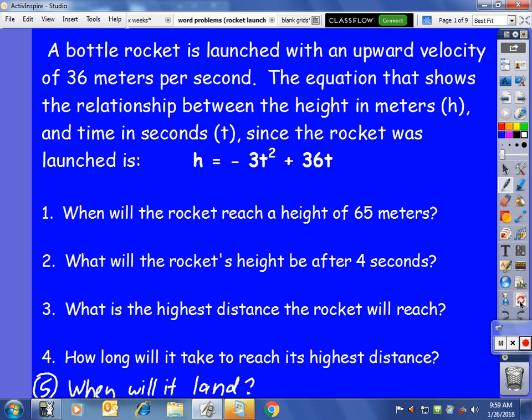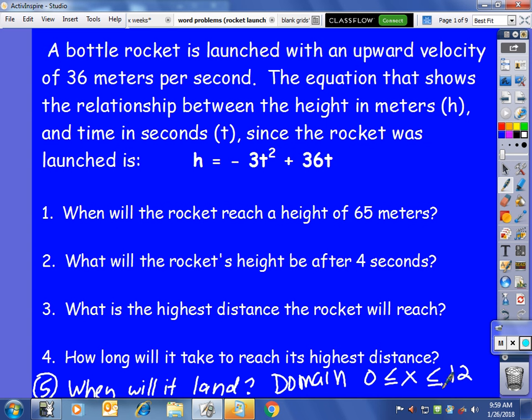Okay, so let's talk about domain. Remember, domain is x values. In this case, time. What's the lowest time? 0. That's before we launch it. What was the highest time? 12. That's when it landed. That was the x-intercept. And all the other x's are in between.